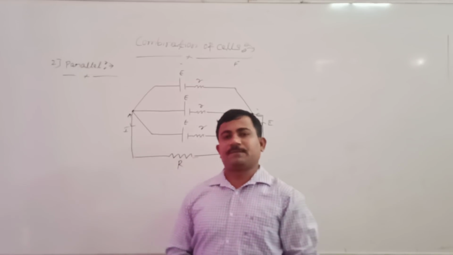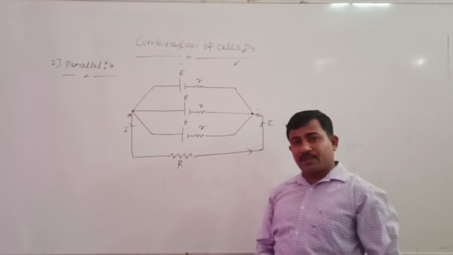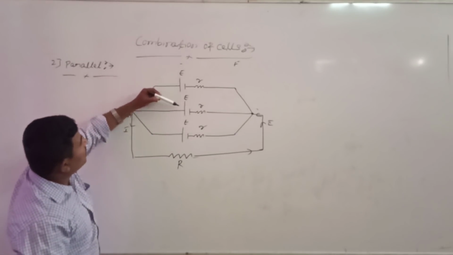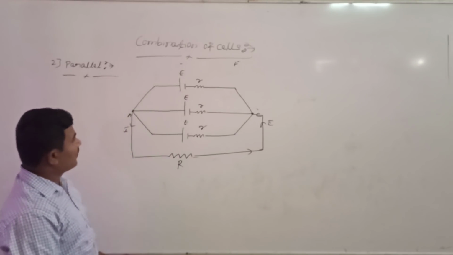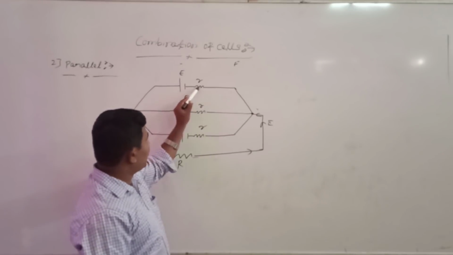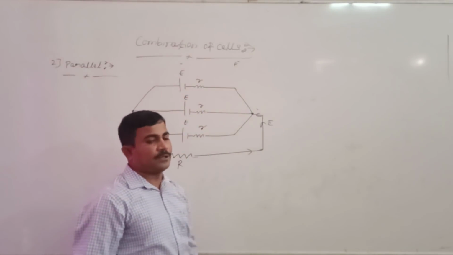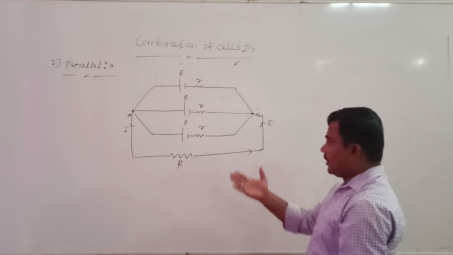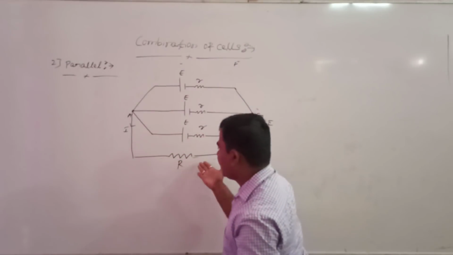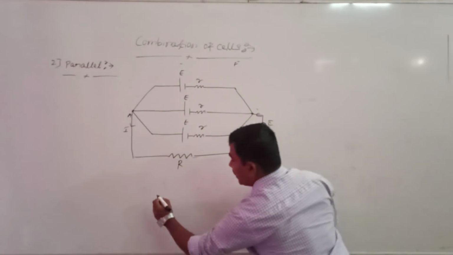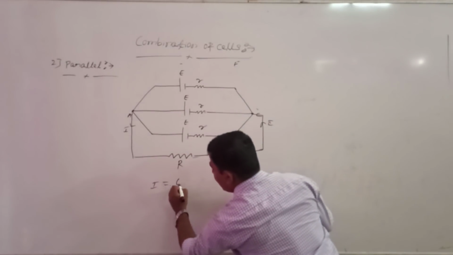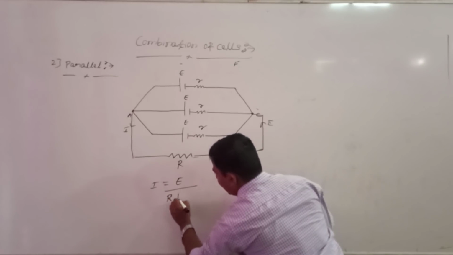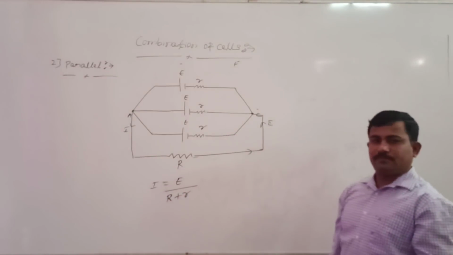Right, dear students? Here, what is the parallel combination? The cells are said to be in parallel combination if all the positive plates are connected to one common point and all the negative plates are connected to another common point. This we are calling combination of cells in parallel. Now, we know the current flowing is I equals E divided by capital R plus small r.